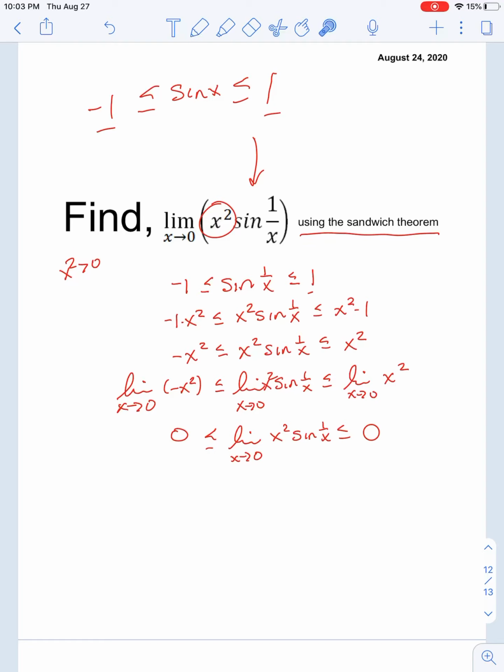So now it's pretty simple. The limit of what I'm supposed to find here, the limit as x goes to 0 of x squared sine of 1 over x, is greater than or equal to 0, and it's also less than or equal to 0, which means it has to be 0. So the limit as x goes to 0 of x squared sine of 1 over x is equal to 0. And that's what we call the squeeze theorem or the sandwich theorem.